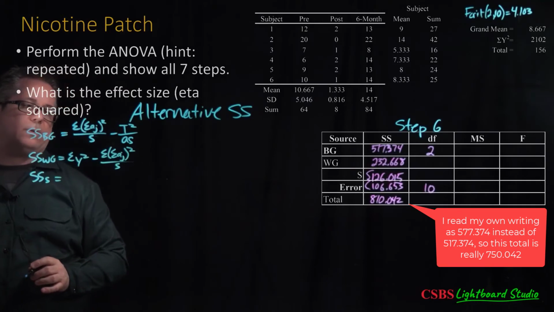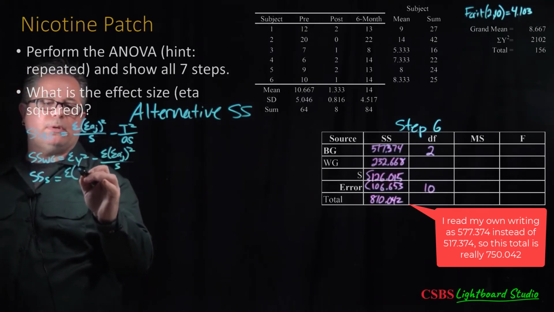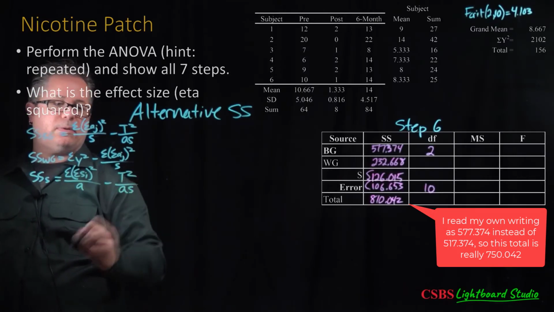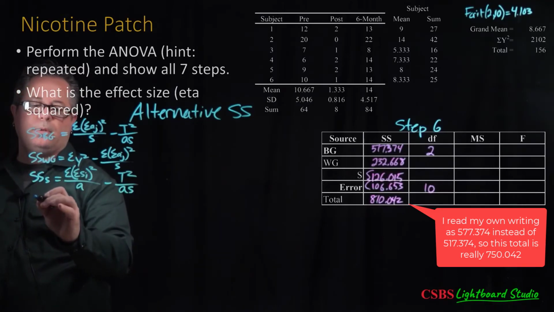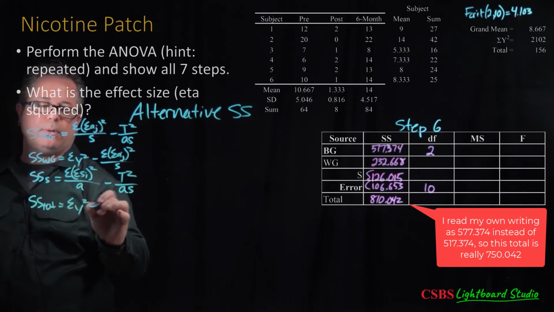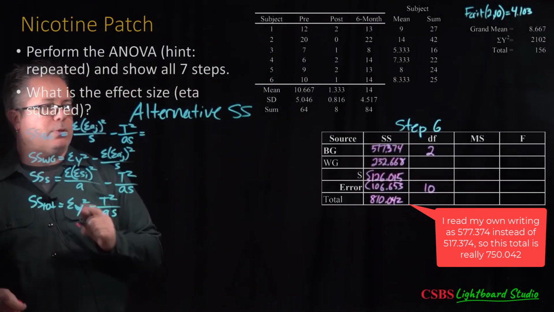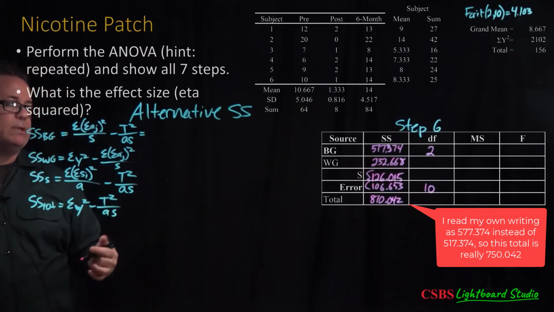Okay, this one gets a little weird. This is the sum of S_i squared over A minus T squared over AS. And then the total sum of squares is simply the sum of Y squared minus that T squared over AS. So for the sum of A_j squared, we just need the sums for each group, for each level.